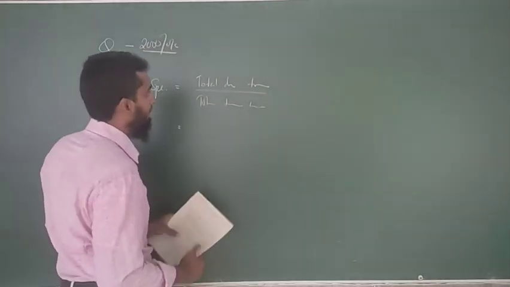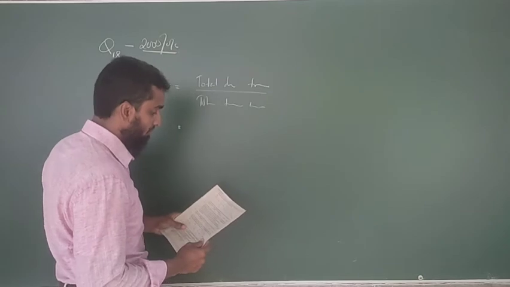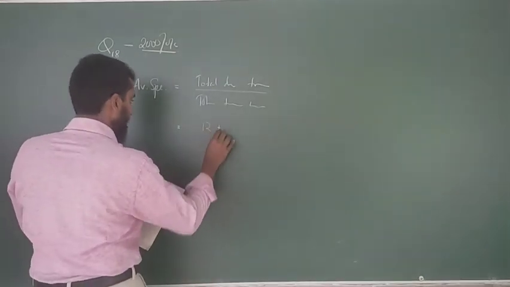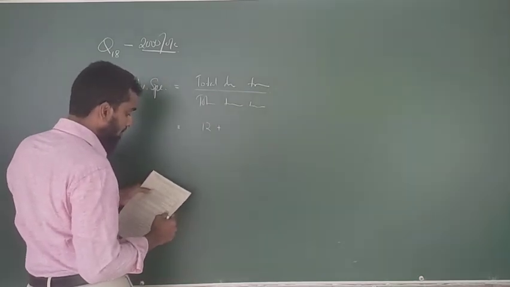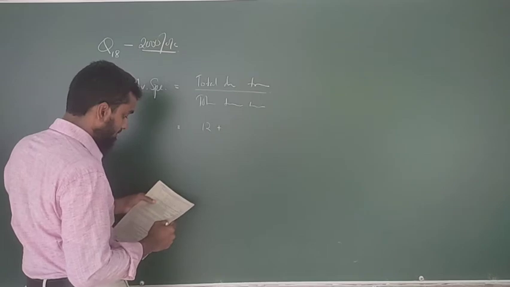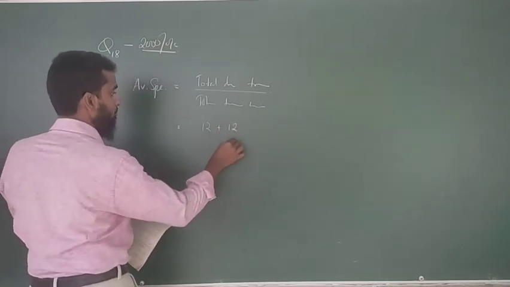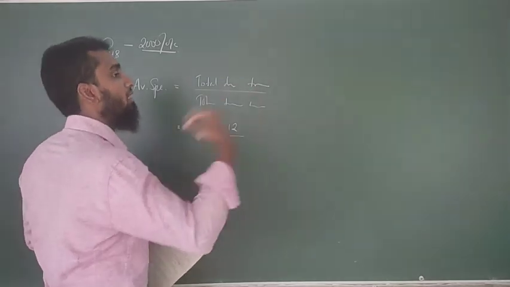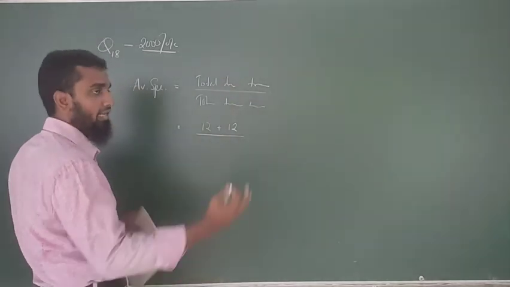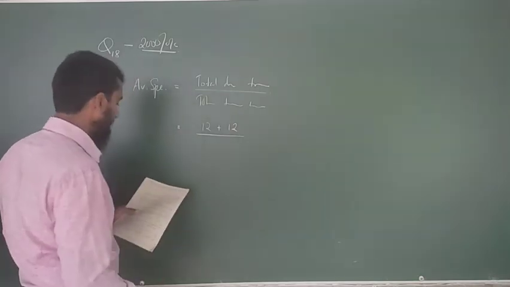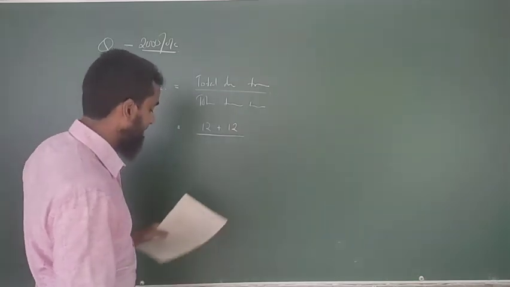Therefore, the total distance traveled, you have to find it. 12 km when he goes, and by coming back again the same 12 km is going to be covered. If he is covering 12 kilometers to go, then to come back also he has to cover the same distance, 12 kilometers. What is the time taken?